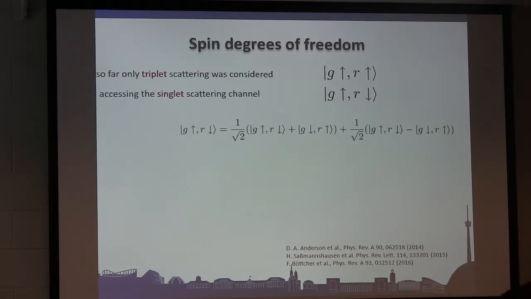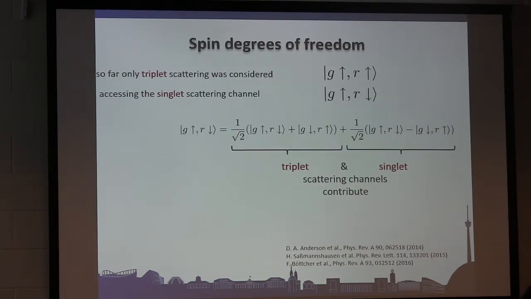So you have to decompose the state into its triplet part, up, down, plus, down, up, and its singlet part, up, down, minus, down, up, and you put this into your calculations. So for all this S-wave scattering and the P-wave scattering, you have both singlet and triplet terms. And now you see there are also things coming into play where the ground state spin is pointing down. So we also have to take into account the hyperfine interaction of this neutral perturber atom in its ground state.